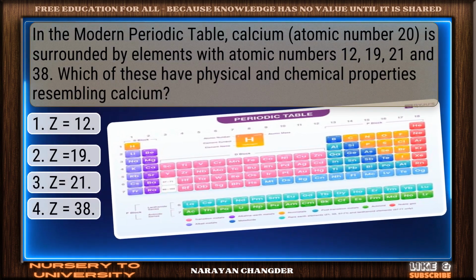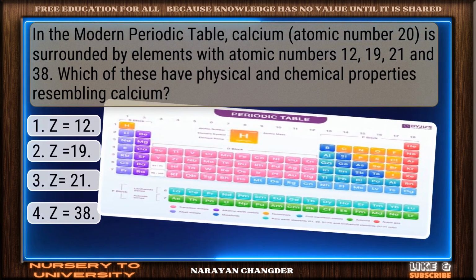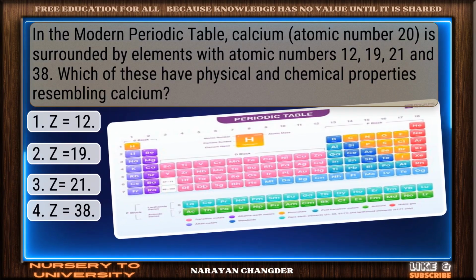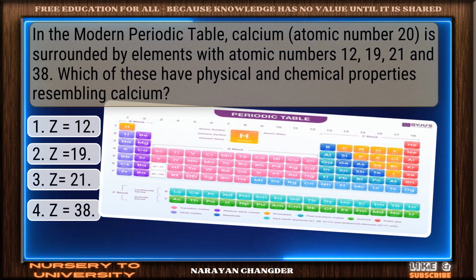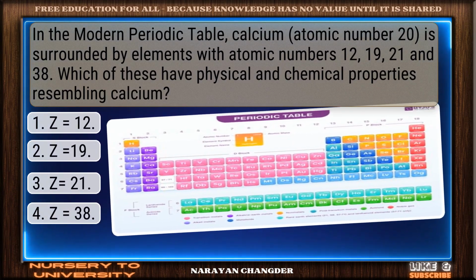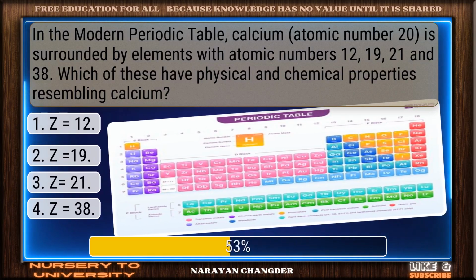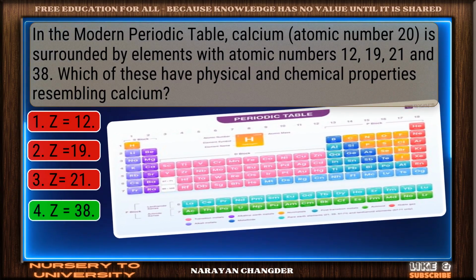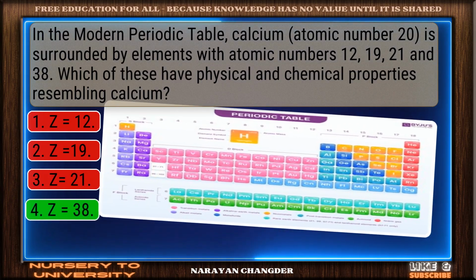In the modern periodic table, calcium is surrounded by elements with atomic numbers 12, 19, 21, and 38. Which of these have physical and chemical properties resembling calcium? Sharp thinking. Z equal to 38 is right.